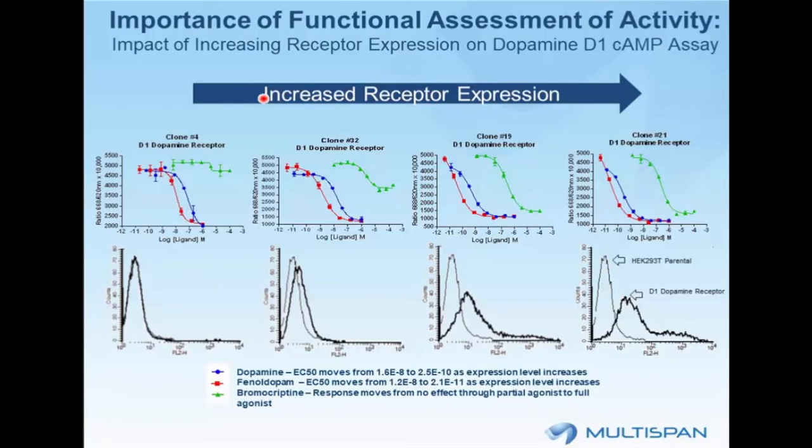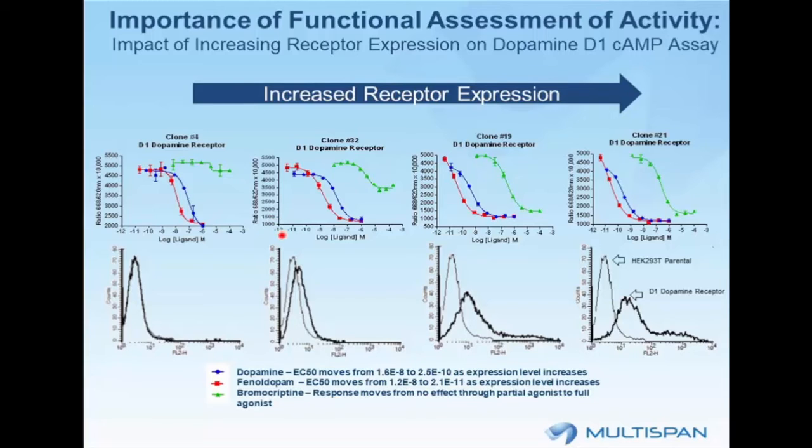So this is for the dopamine D1 receptor. When you increase receptor expression, you can see the levels on the bottom. We get differences in functional activity. So in clone 4, this top one, we get really good activity with dopamine and with fenoldopam, but here, bromocriptine, which is supposed to be a partial agonist, doesn't seem to work at all. On the right-hand side, where we have very high expression levels, this partial agonist behaves as a full agonist, which isn't what is seen therapeutically. It should be a partial agonist, but it's a full agonist.